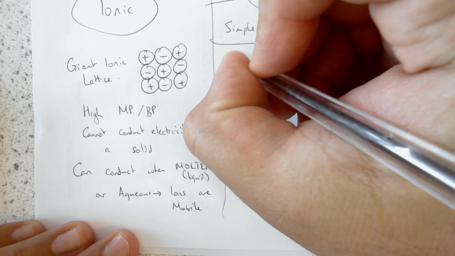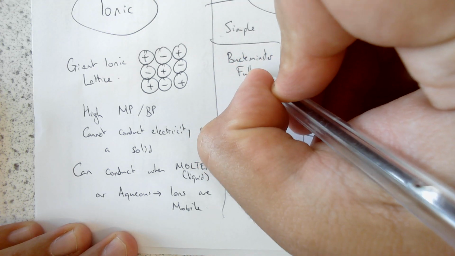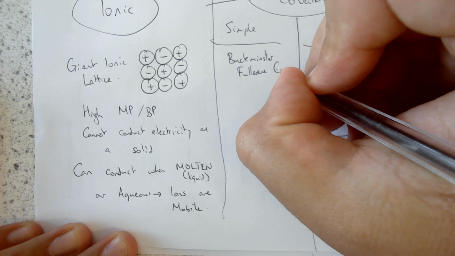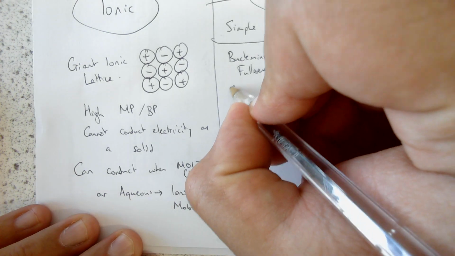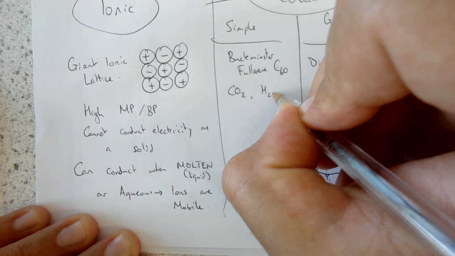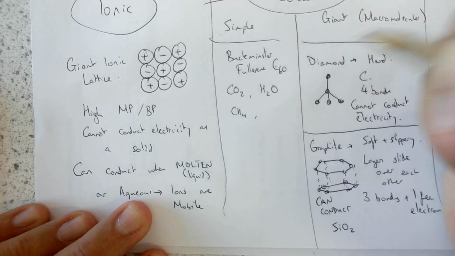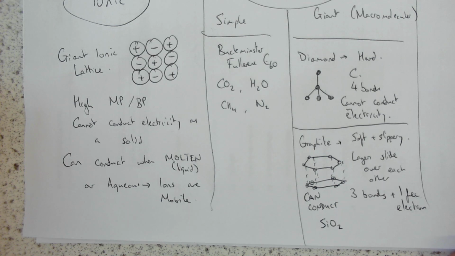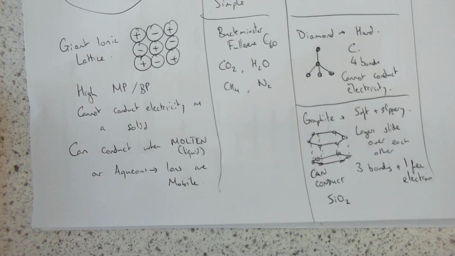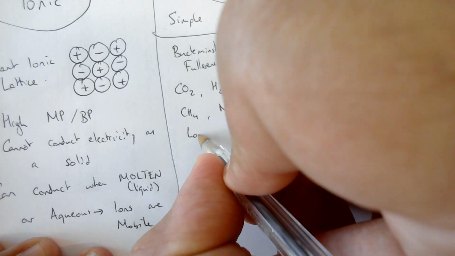So, Buckminster fullerene C60. Other examples: CO2, H2O, CH4, that's methane, N2, that's nitrogen. These are all simple covalent structures. They've all got really low melting and boiling points.